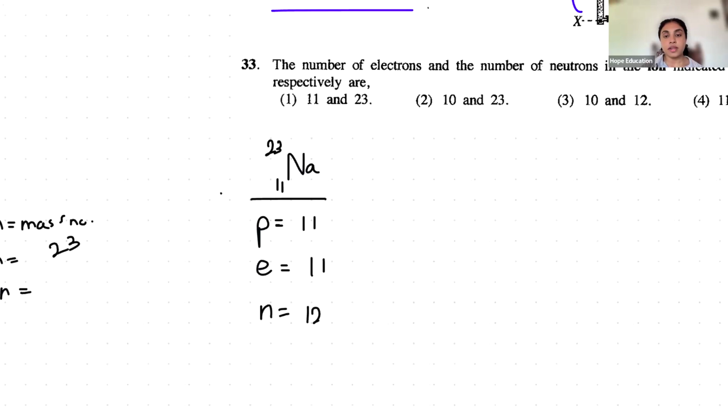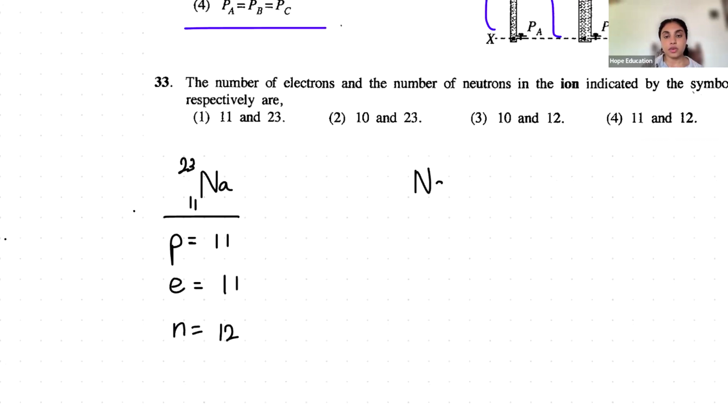If you take this one, Na 11 23, there's a charge plus. Whatever the charge it is, the number of protons will not change. It will be 11. What has happened to the electrons? Now how many electrons are here?